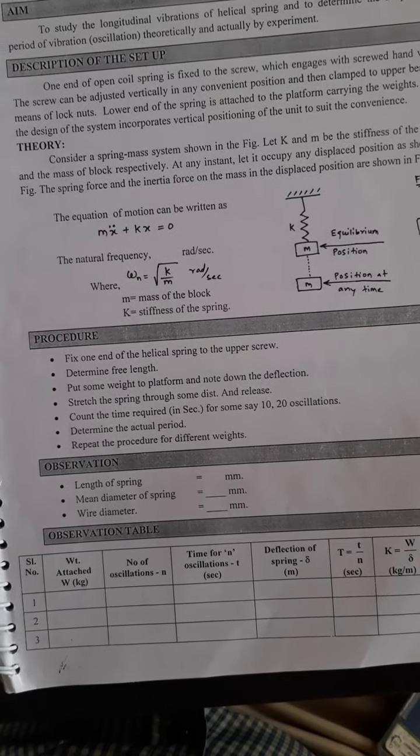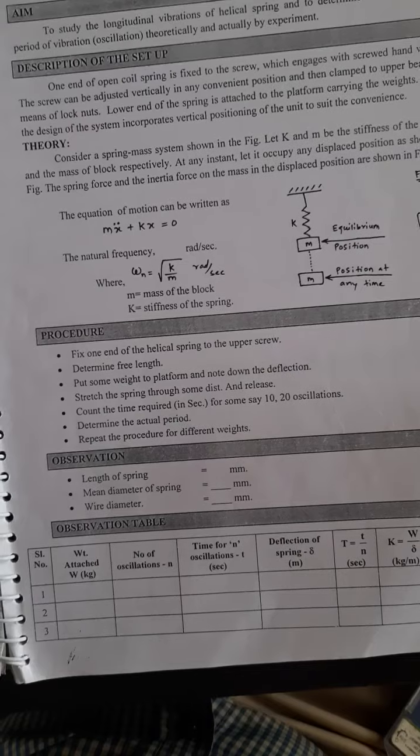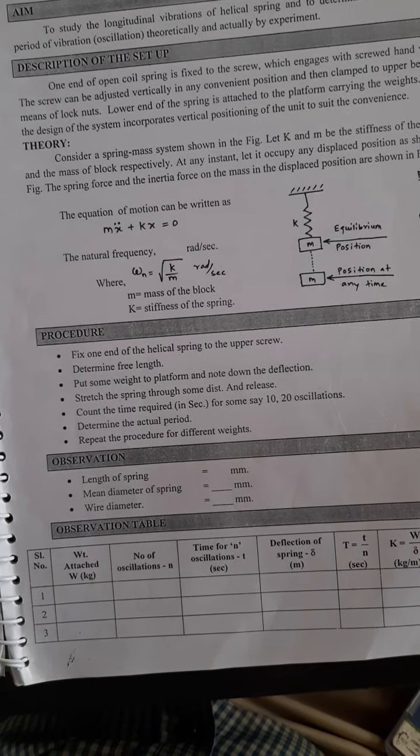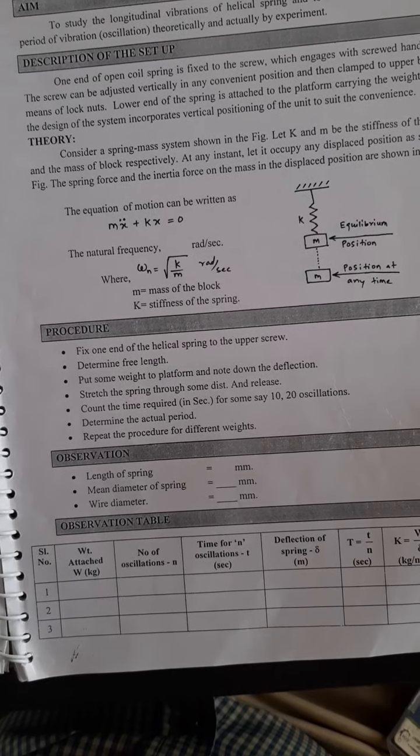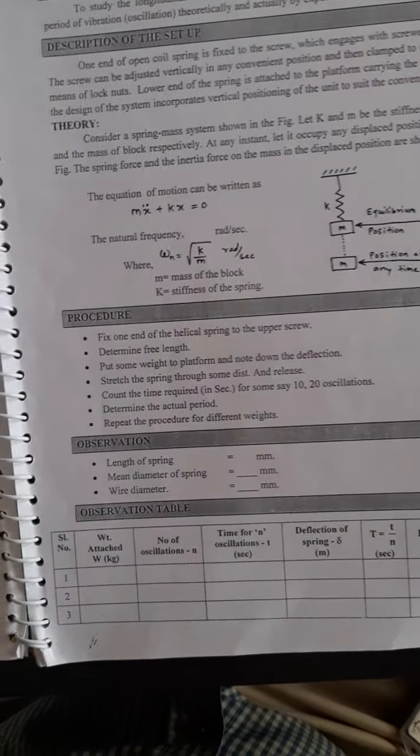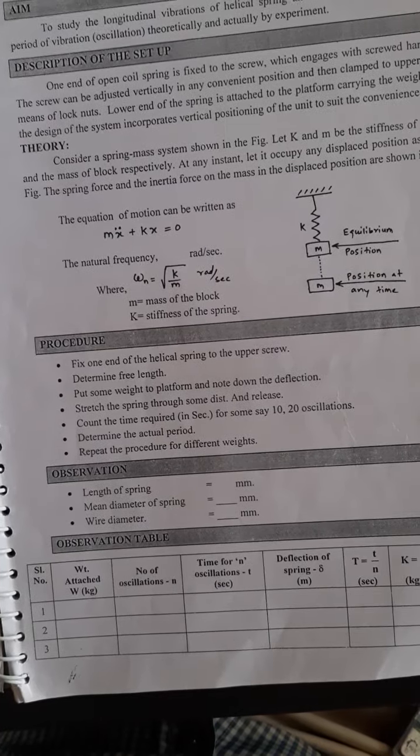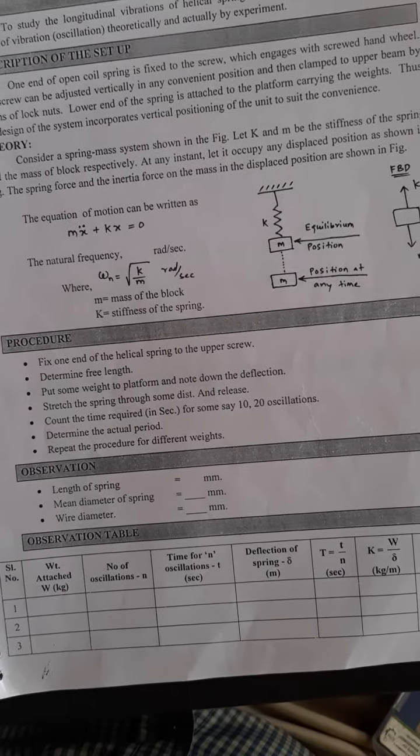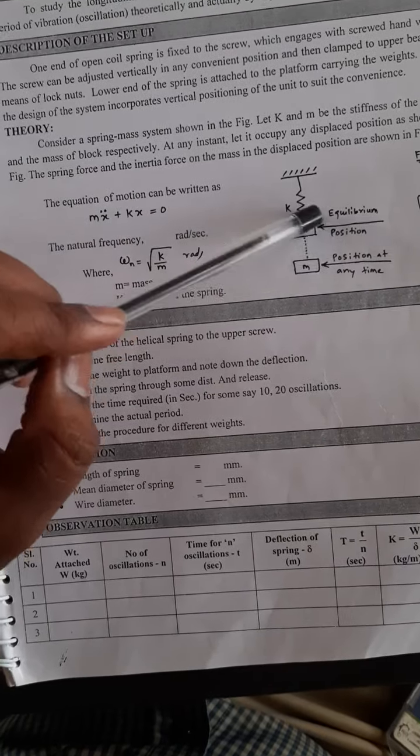So if you consider a spring mass system, here k is the stiffness and m is the mass of the block. At any instant, let it occupy any displacement position as shown in this figure. The spring force and inertia force on the mass in the displaced position are shown in this figure.